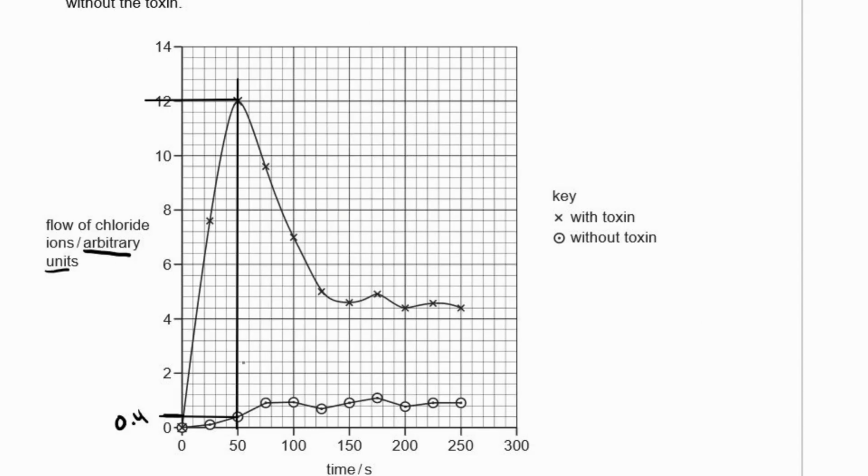Okay, so what happens at first? At first, there's a very large and rapid increase in the flow of chloride ions. Okay, so a very quick increase. All right, and then it peaks at 50 seconds, and it stays fairly constant, gets down to about here, and it starts staying fairly constant. So that's at about 125 seconds, and all the way to 250 seconds. Okay, so it just says describe. It doesn't say anything about explaining.